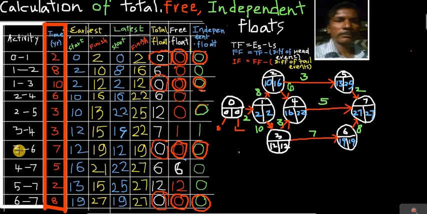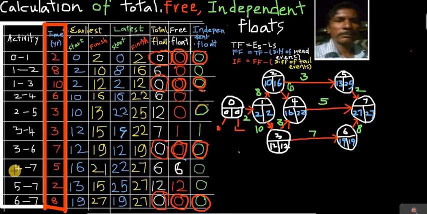3 to 6. Here the earliest start time is 12 plus 7, 19. So the earliest start time is 12 and the earliest finish time is 19. That is 3 to 6, like that.